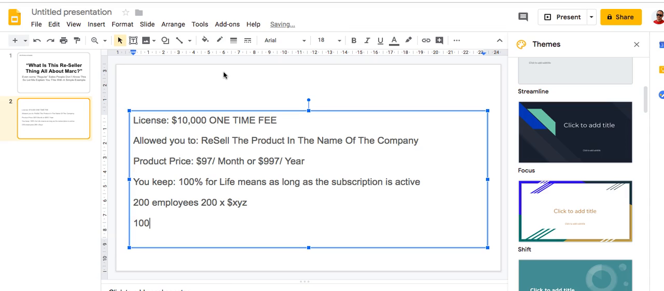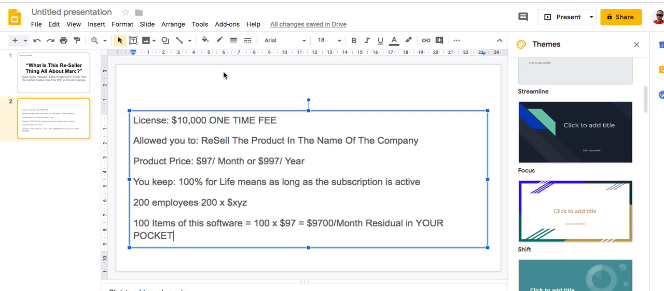If you sell just 100 items of this software, that means 100 times $79 equals $9,100 per month residual in your pocket. That's actually the big difference between working as a salesperson for a company with a paycheck and probably a little bit of commission, or working as a reseller in the name of the company. I hope you get that.